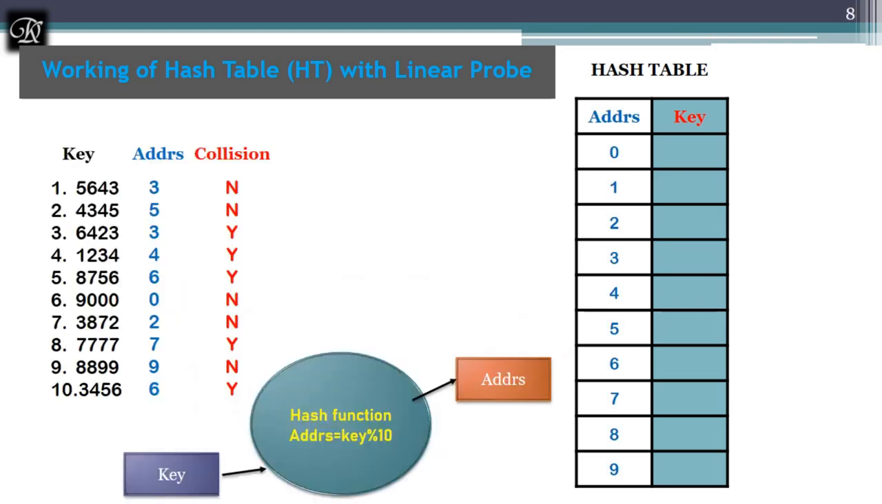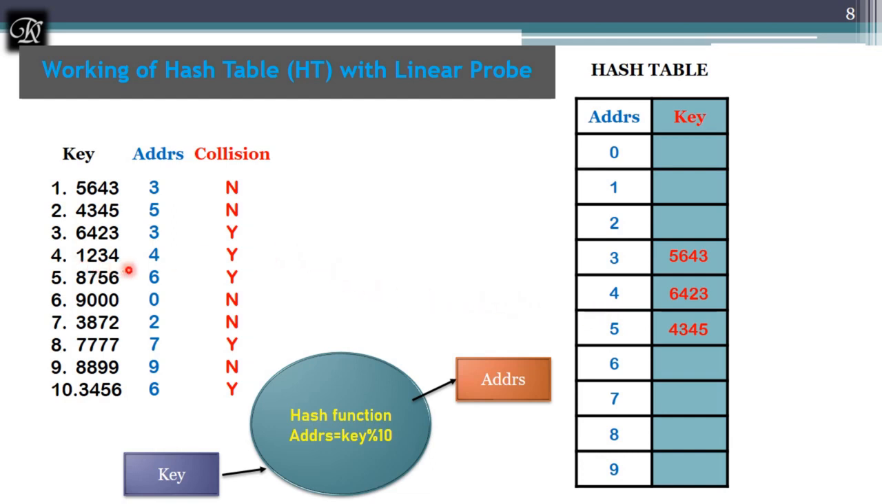So we are going to enter 6423 there. Now we will try to fill all 10 entries of the hash table. First, we tried 5643. The address was 3, and there was no collision. Next, 4345, and the address was 5. There was no collision. And 6423, the address was 3, but it is already acquired by 5643. There is a collision. To avoid the collision using linear probe, it allocates location 4.